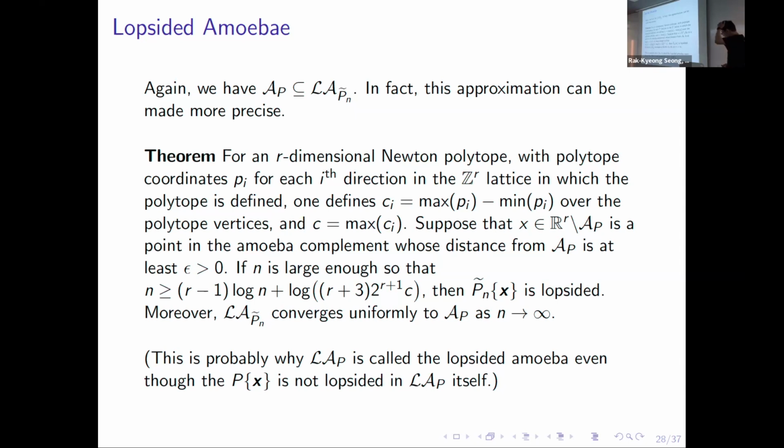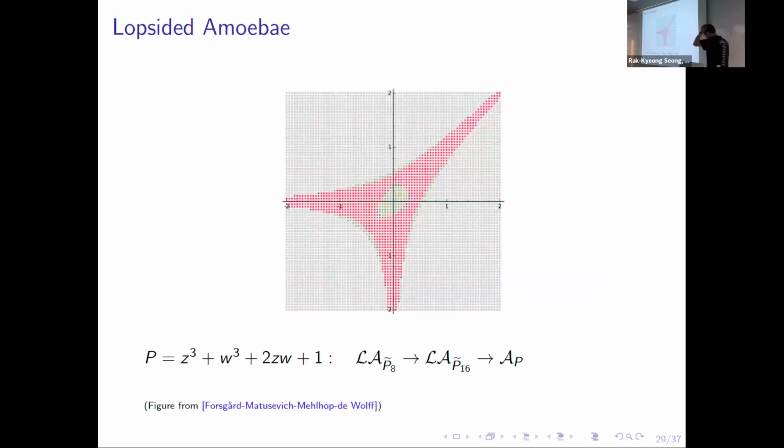So in other words, when we have some point which is not in the actual amoeba, then we can start some approximation from P1, and if we keep increasing n, eventually we are going to kick this point outside this approximated amoeba, and hence kicking it outside the actual amoeba. That's the reason why it's called the lopsided amoeba. And when n goes to infinity, it converges uniformly to the actual amoeba. So this is an illustration of the lopsided amoeba.